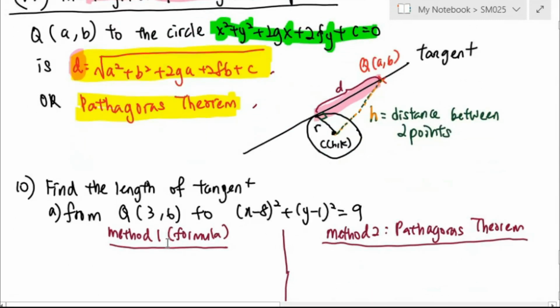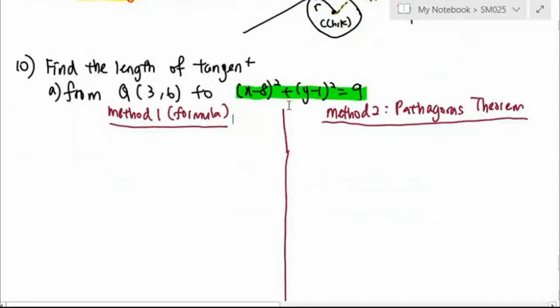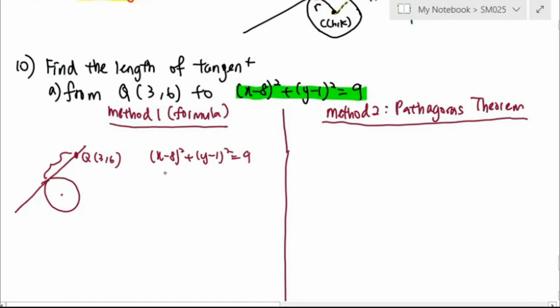So our last example on circle: find the length of the tangent from the point given here, 3, 6, to this circle. What's the difference between the question and the notes? In this question, I'm giving you the standard form, while in the formula we are using the general form. So firstly, change the standard equation of the circle to general form. Expand this, then rearrange our equation of the circle.